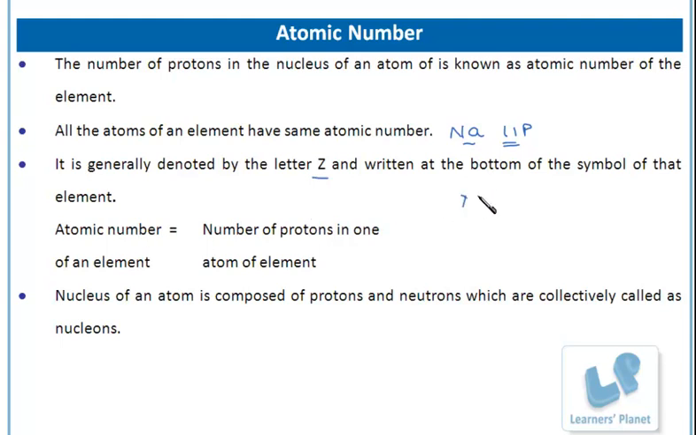It is written at the bottom of the symbol of that element. I have written sodium here. The symbol of sodium is Na, and 11 will be written at the bottom of this symbol. So, the atomic number of an element is equal to the number of protons in one atom of that element. Now, the nucleus of an atom is composed of protons and neutrons, which are collectively called nucleons.